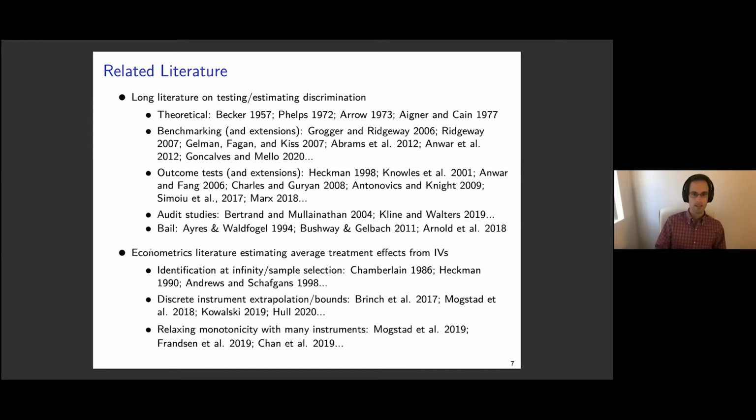In order to measure discrimination, we're going to need estimates of average misconduct in the population. You can think of those as average treatment effects. So we're going to leverage some insights from how to estimate average treatment effects in order to estimate our average misconduct inputs.